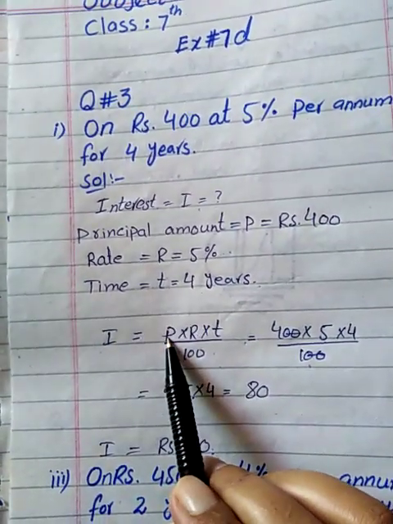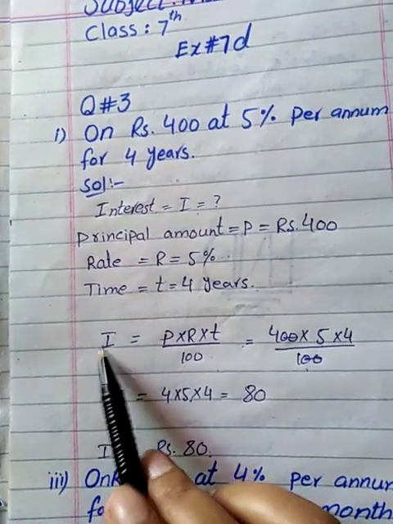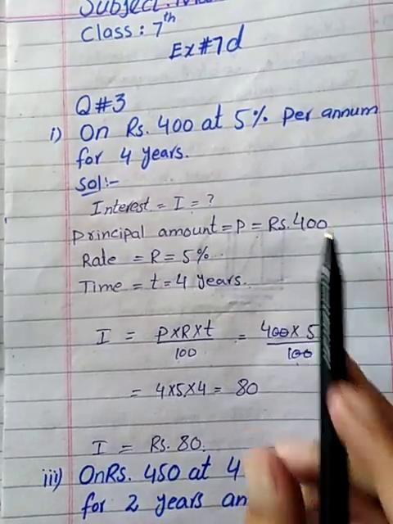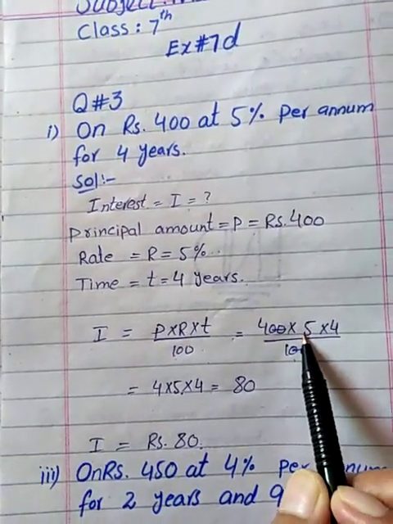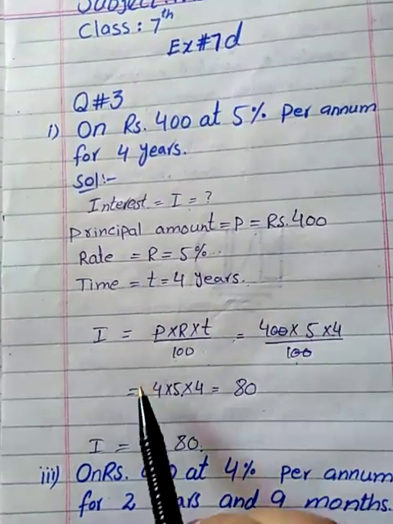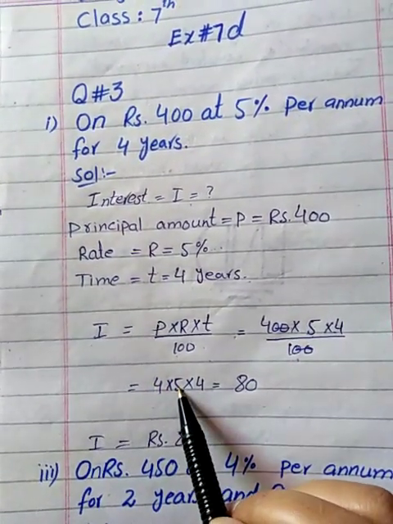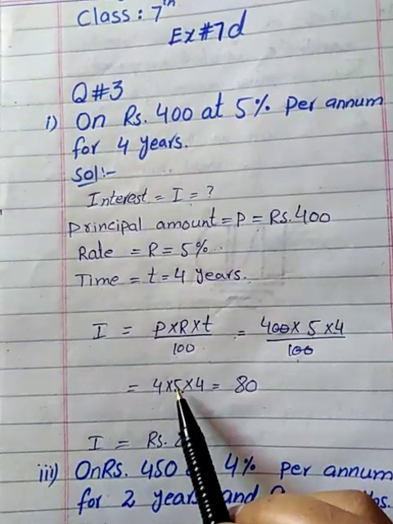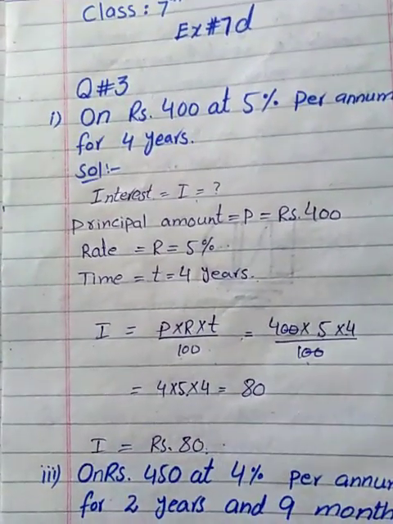I is equal to P multiplied by R multiplied by T over 100. This is a formula to find the value of interest. Is equal to principal amount is equal to 400 multiplied by rate is equal to 5. So we write 5 multiplied by time is 4 years divided by 100. Now simplify. 20 cut with 20. We get 4 multiplied by 5 multiplied by 4. Now 4 5s are 20 and 20 4s are 80. Now interest is equal to rupees 80.